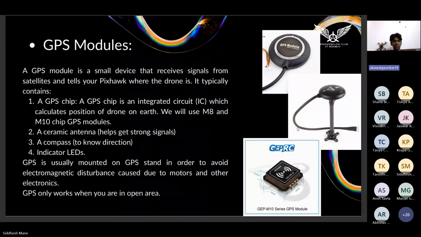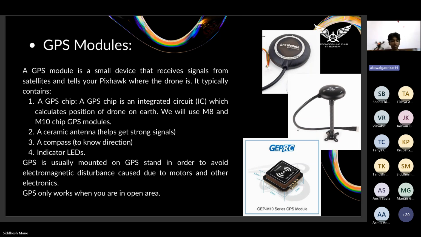GPS is usually mounted on GPS stand in order to avoid electromagnetic disturbances caused due to motors and other electronics. हाँ, तो जो GPS होते हैं, उसे जनरली बाकी इलेक्ट्रॉनिक्स के पास नहीं रखते, मोटर्स के पास या फिर FC या ESC के पास, क्योंकि मोटर्स के पास इलेक्ट्रोमैग्नेटिक करंट इंड्यूस होता है, तो उससे GPS सिग्नल इंटरफेयर होगा। तो उसके लिए यहाँ आपको दिख रहा होगा, they use standings, मतलब यहाँ समझो आपके ड्रोन की मेन बॉडी है तो उसके ऊपर एक रॉड लगाया जाएगा और ऊपर GPS लगाया जाएगा। तो ऐसे इलेक्ट्रोमैग्नेटिक इंटरफेरेंसेस अवॉइड होते हैं.